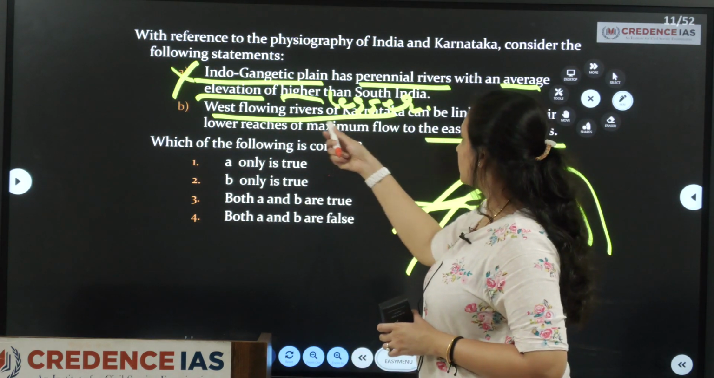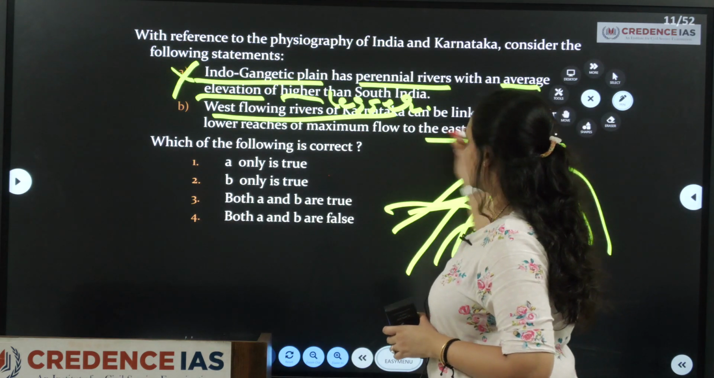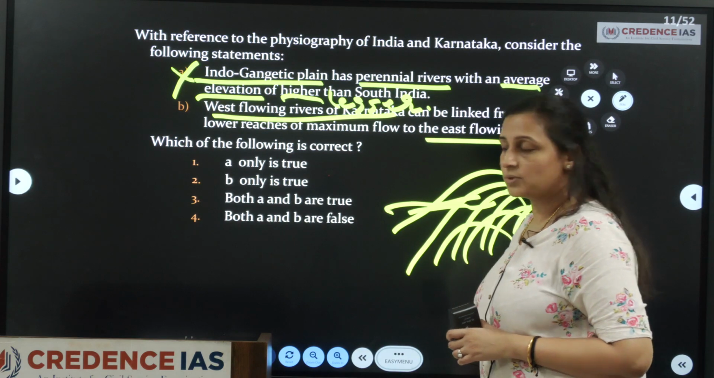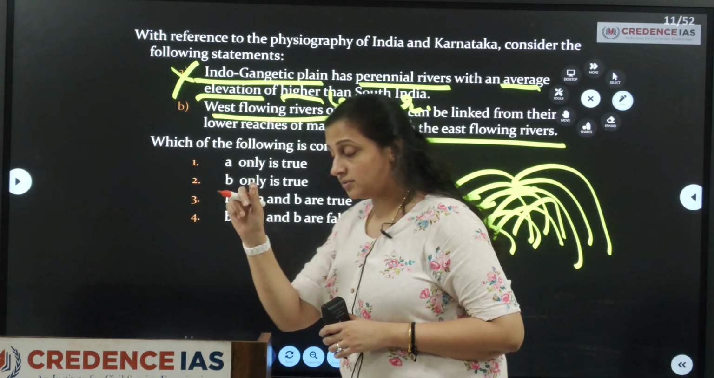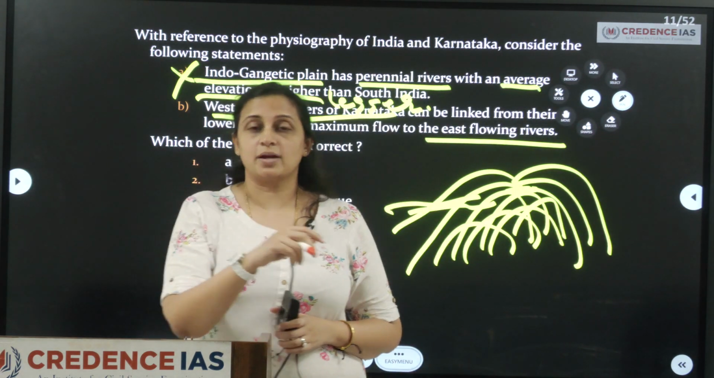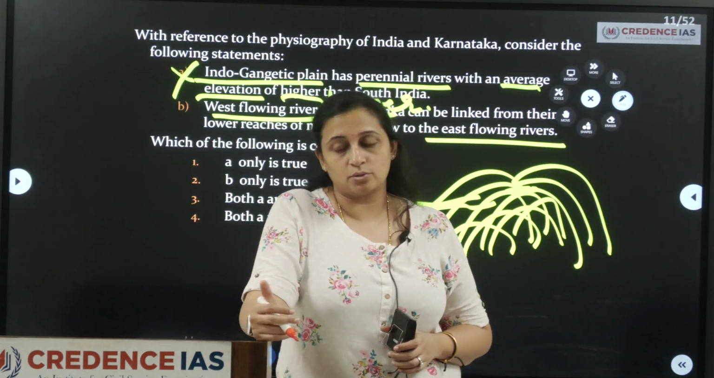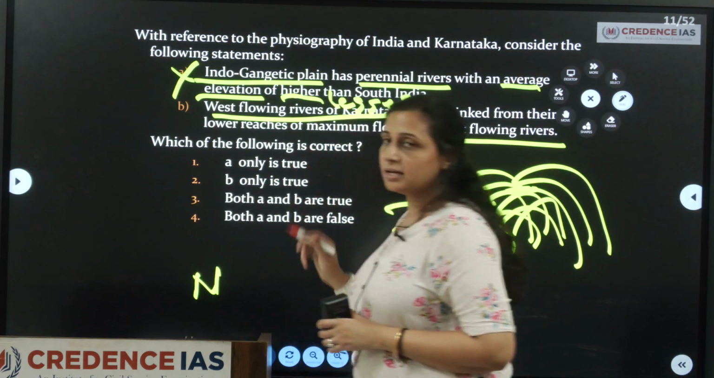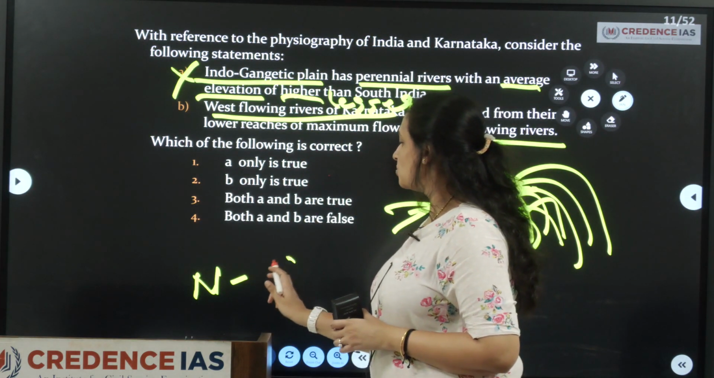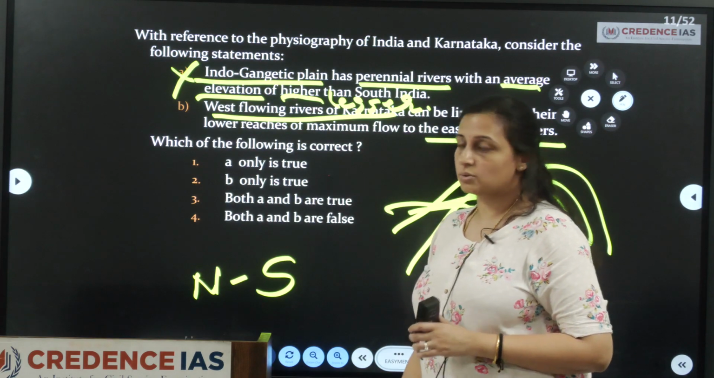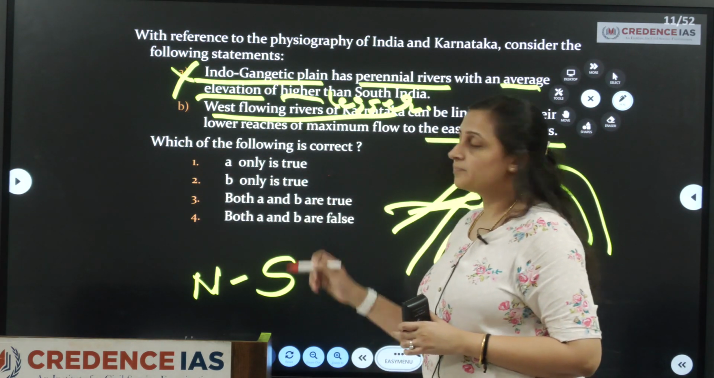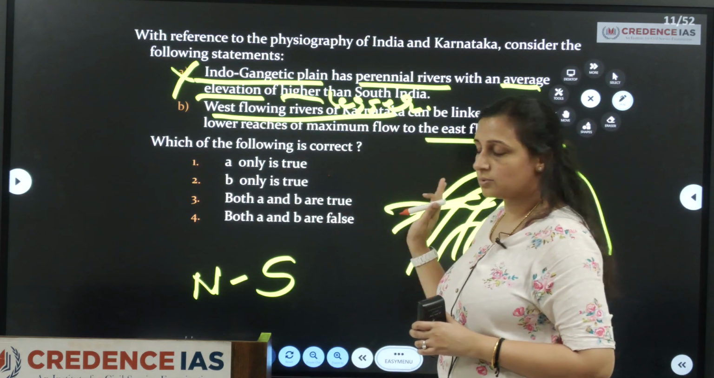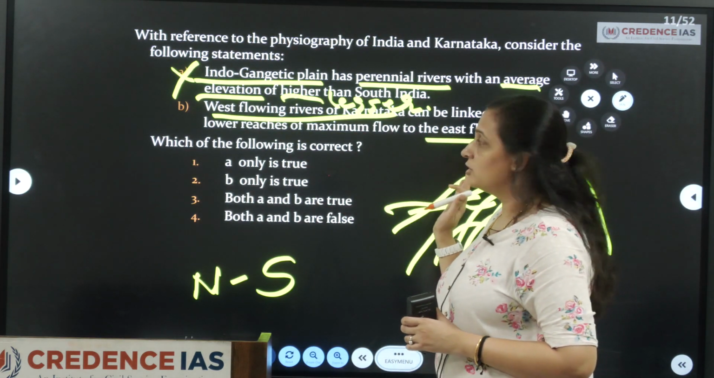Now, west flowing rivers of Karnataka can be linked from their lower reaches of maximum flow to the east flowing rivers. Okay, in recent times we have the concept of interlinking of rivers. This interlinking of rivers, the plan is to link the perennial North Indian rivers with the monsoon dependent South Indian rivers. Okay, nowhere have they mentioned the linking of west flowing rivers to the east flowing rivers. Okay, because it is highly not possible.